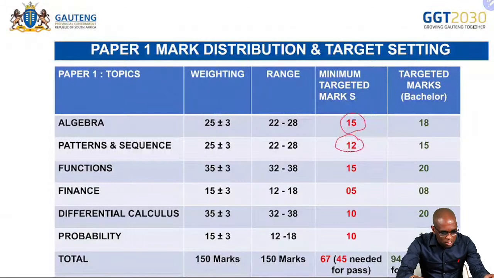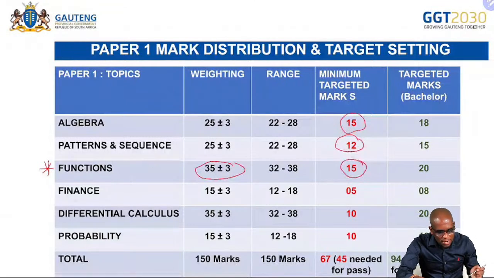And then we have functions. That's what we'll focus on today. If you check now the weighting there, it's 35 with a variance of 3, which means it can range between 32 to 38 marks. And what you need to target there would just be 15 for you to get just the minimum pass.